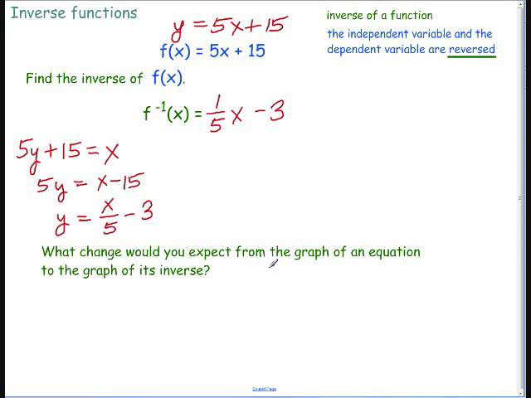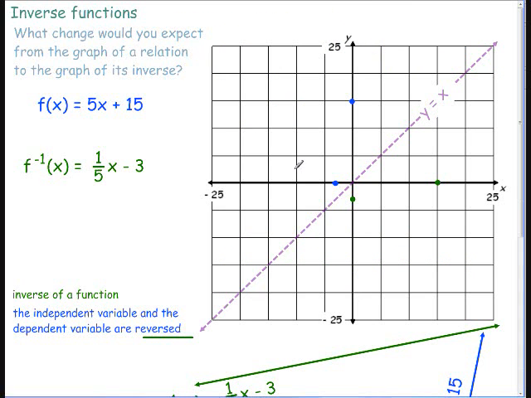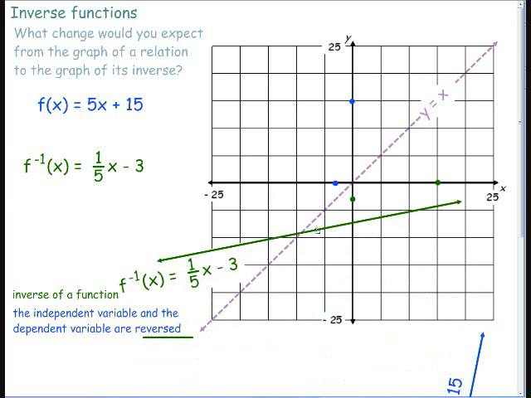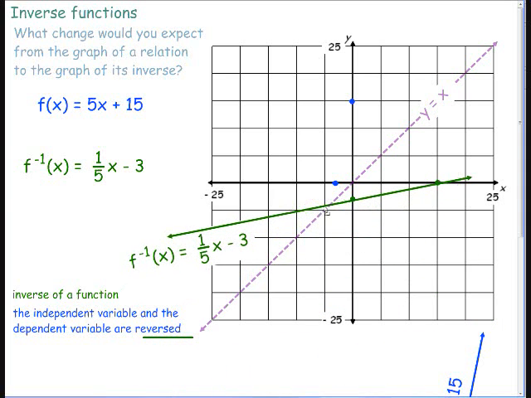What change would you expect going from the graph of an equation to the graph of its inverse? Well, remember we have exchanged the independent and dependent variables, haven't we? So an interesting thing happens with the graphs. Here's the one we just worked out. Let me show you what it looks like. I prepared this in advance.